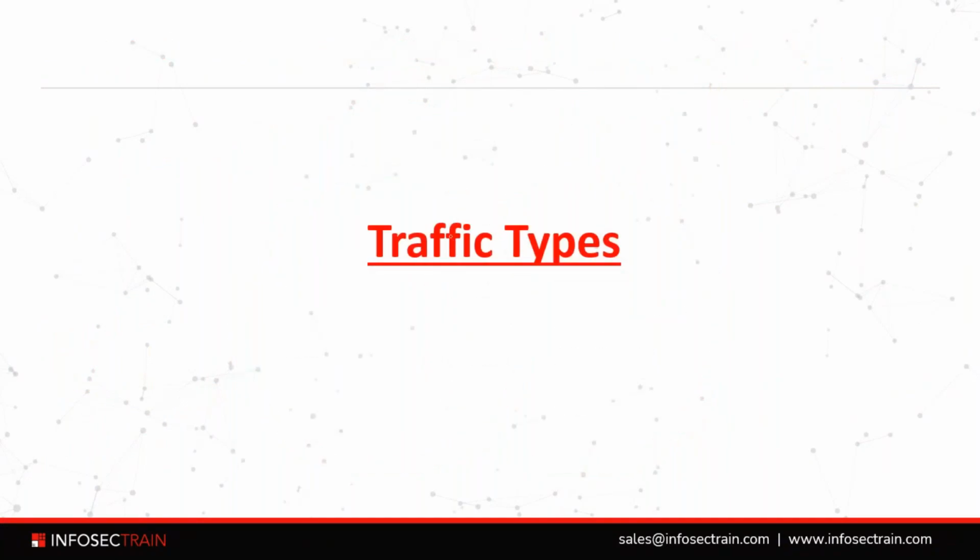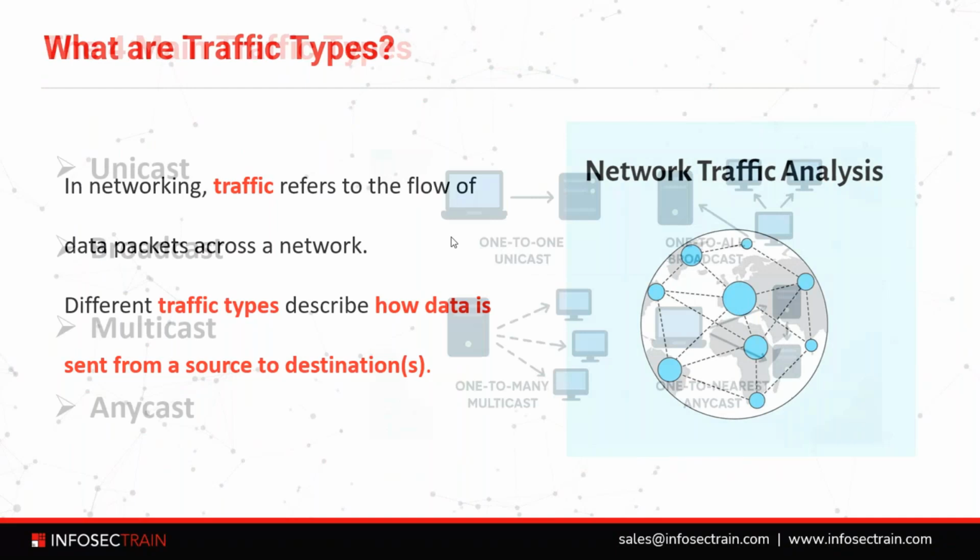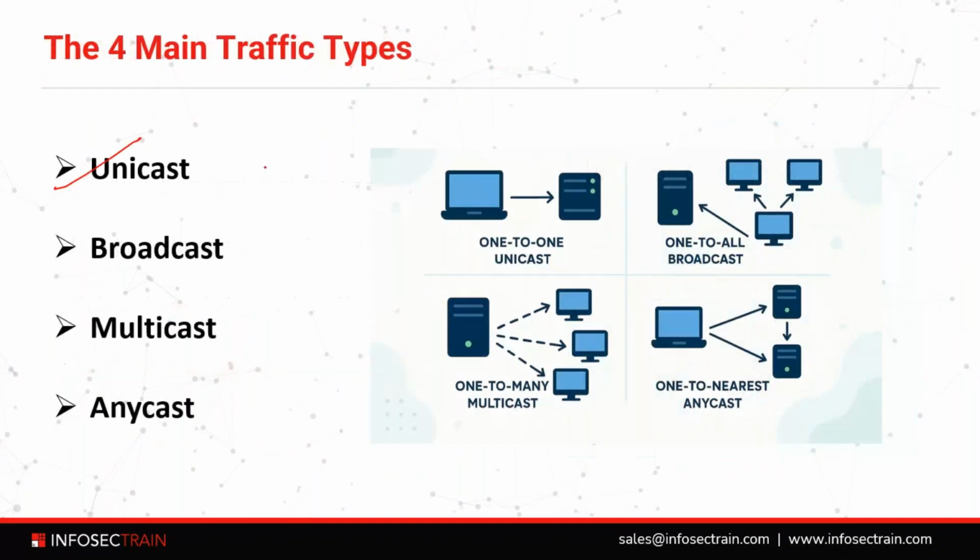Next, we have traffic types. So in networking, traffic refers to the flow of data packets across a network. So different traffic types describe how data is sent from a source to destination. So we have unicast. Unicast means one-to-one communication. That means when one system is sending data to other system. That is unicast. Then we have broadcast. Broadcast means one to all. That when someone is sending data, it will send to all the devices in the network, whether they need it or not. Right? Then we have multicast.